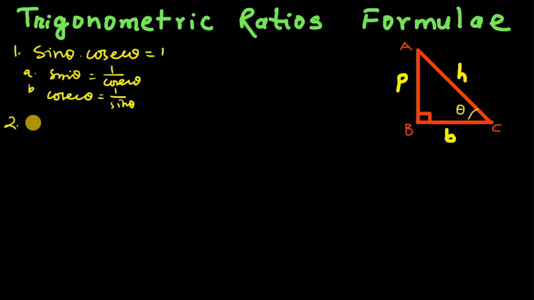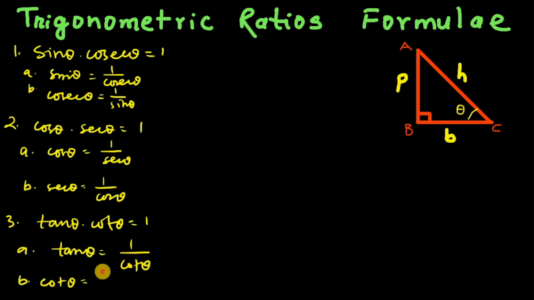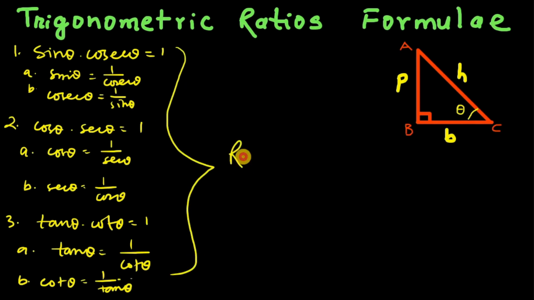So formula number 2: cos theta into sec theta equals 1. From here also we get two formulae, that is cos theta equals 1 by sec theta and sec theta equals 1 by cos theta. Similarly we get tan theta into cot theta equals 1. From here we get tan theta equals 1 upon cot theta and cot theta equals 1 upon tan theta. These formulae numbers 1, 2, 3 are called reciprocal relations of trigonometric ratios.